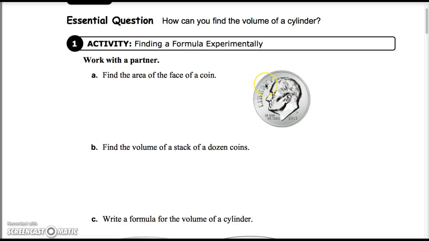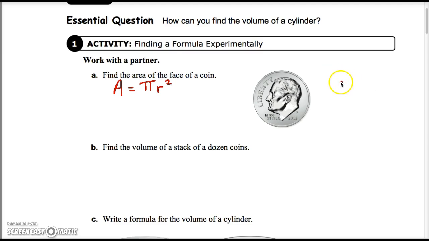face of a coin. Okay, now they don't give us any dimensions or anything about this. So all we're going to do on part A is just write the formula for how we would find the area. So the shape of the coin is a circle, and to find the area of a circle, you take pi times the radius squared.